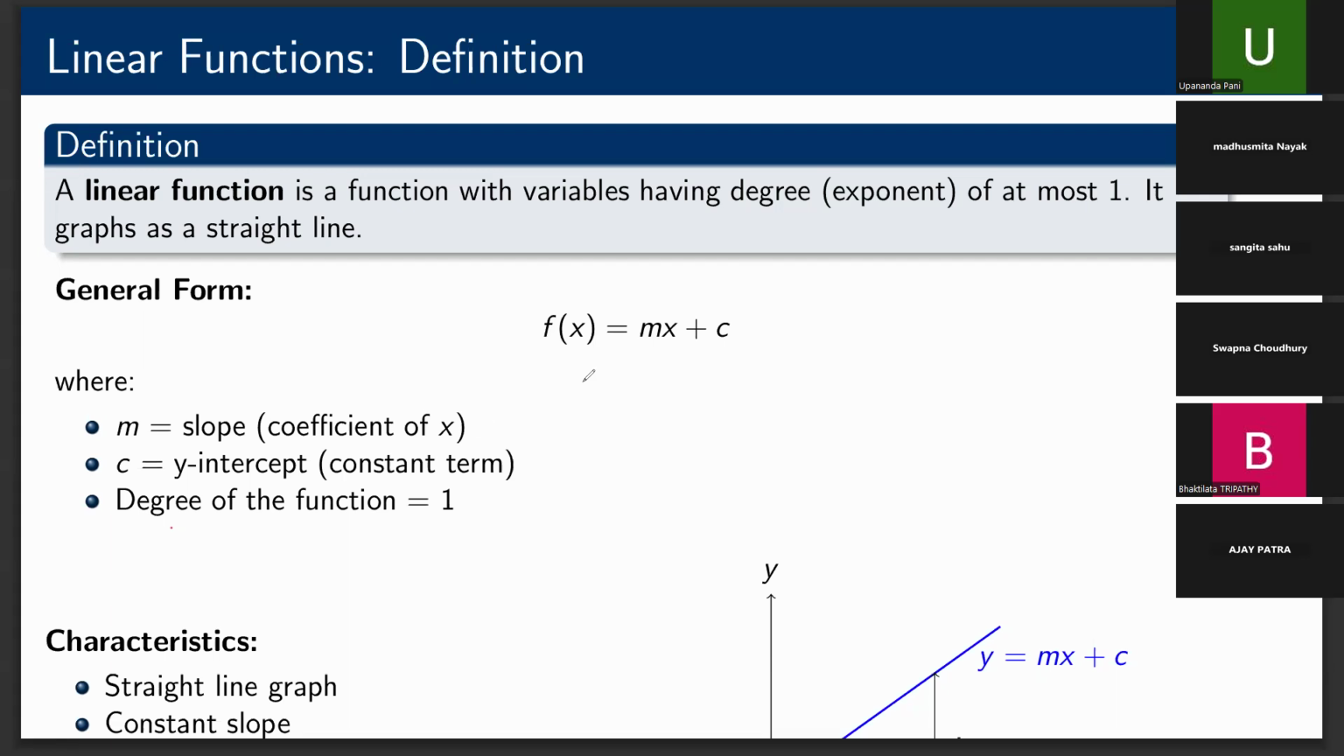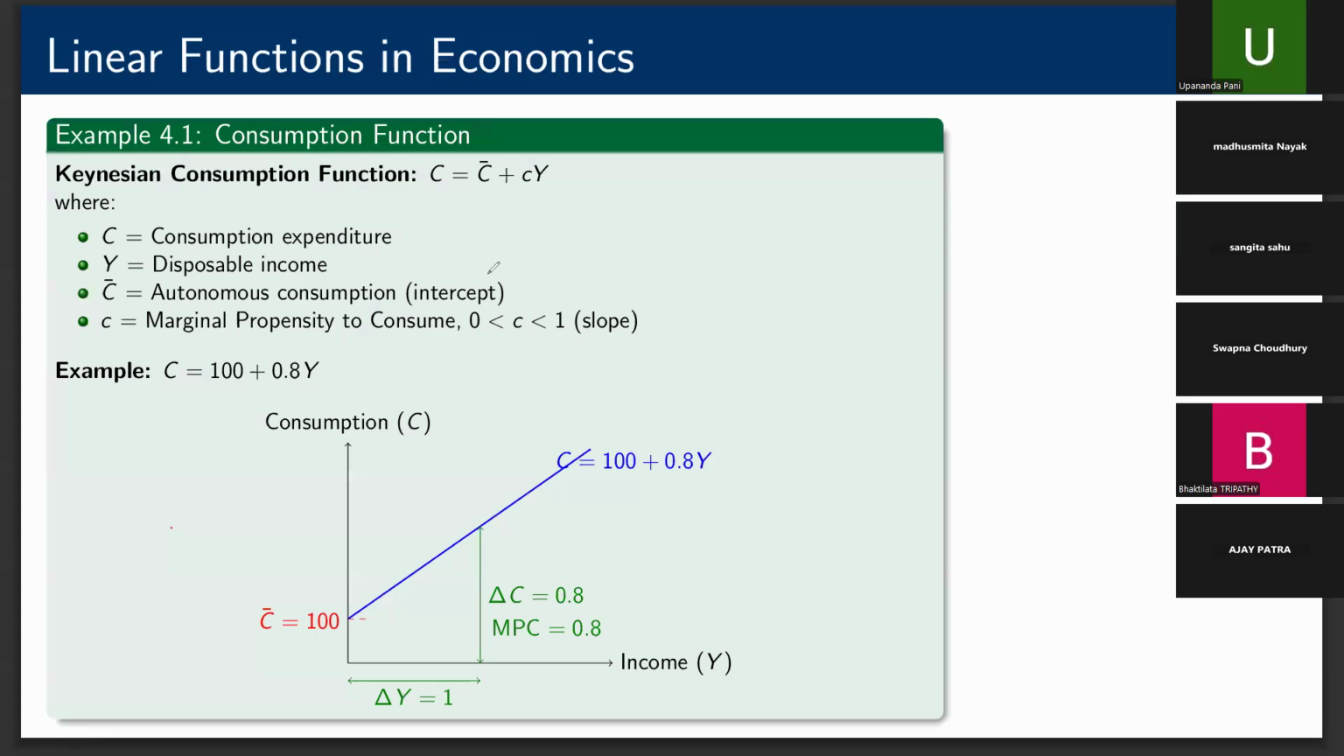Okay. And the degree of the function is the highest power of the variable. The variables are y and x. What is my independent variable x? Its highest power is equal to 1. The degree of the function is equal to 1, so it is a linear function. An example is the consumption function.